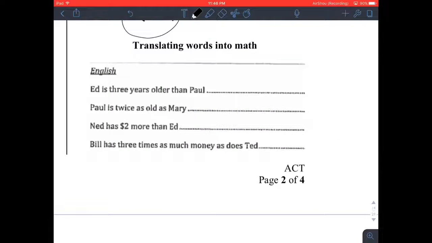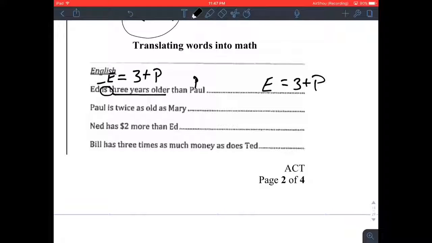Translating words into math or algebra. Ed is 3 years older than Paul. Let's say that Ed is the letter E. Is almost always means equals. 3 years older means 3 plus. 3 years older than Paul. Let's say Paul is a P. So that means that this is translated to E equals 3 plus P.